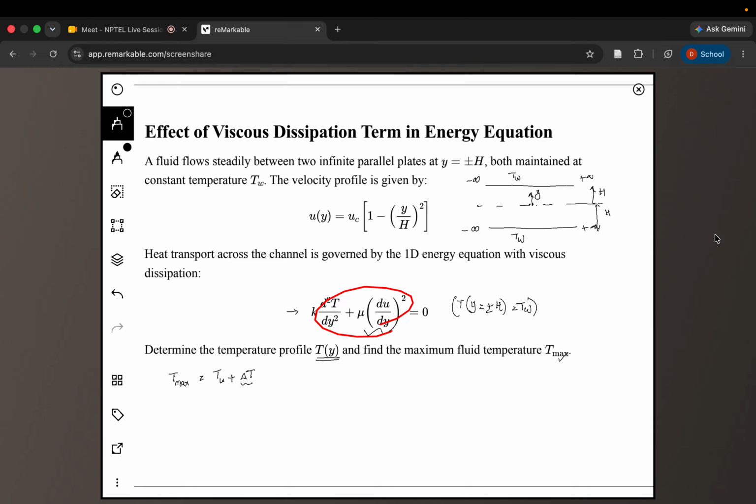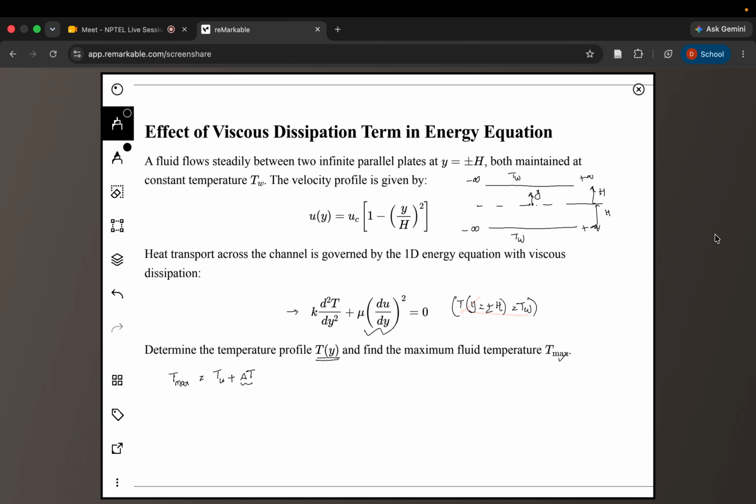So with this, we can solve the first part. So u is given. So du dy will be given by, or maybe I should give you a couple of minutes so you can solve this. u is given to you, so you have to calculate du dy, substitute it in this equation, and solve this differential equation with the boundary condition that the value of temperature at minus h and h is Tw.